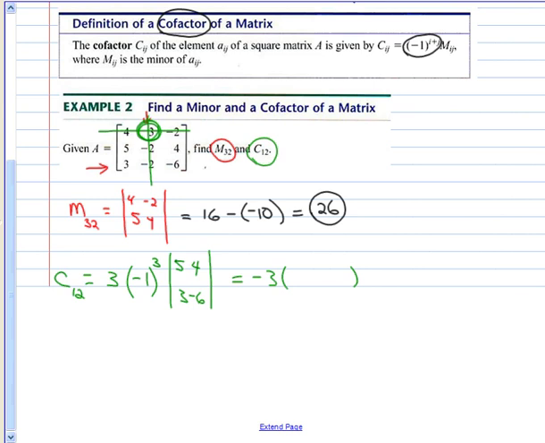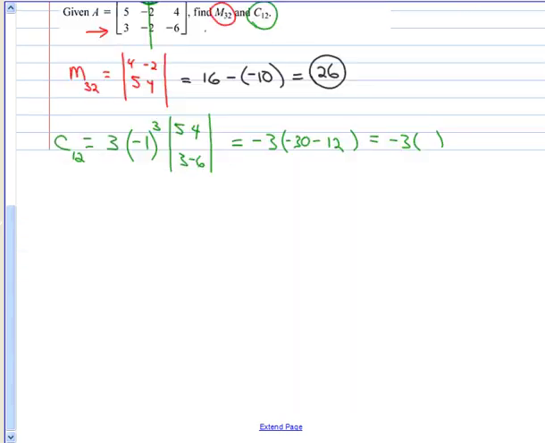Times, now I need to do this determinant. What's 5 times negative 6? Negative 30. Minus, it's always minus, what's 3 times 4? 12. So I have negative 3 times, what's negative 30 minus 12? Negative 42. So negative 3 times negative 42 is positive 126. There's our cofactor.